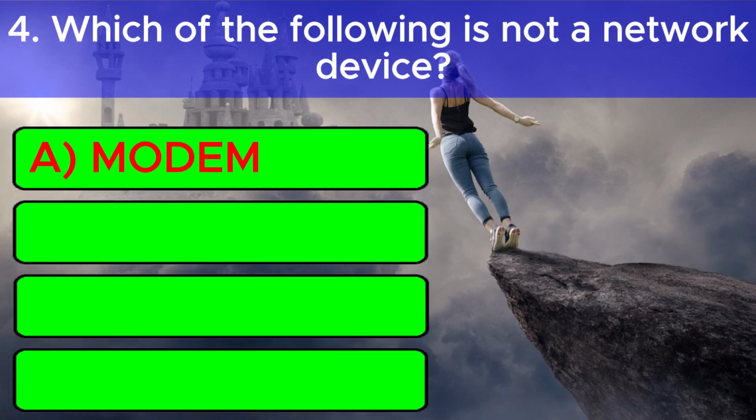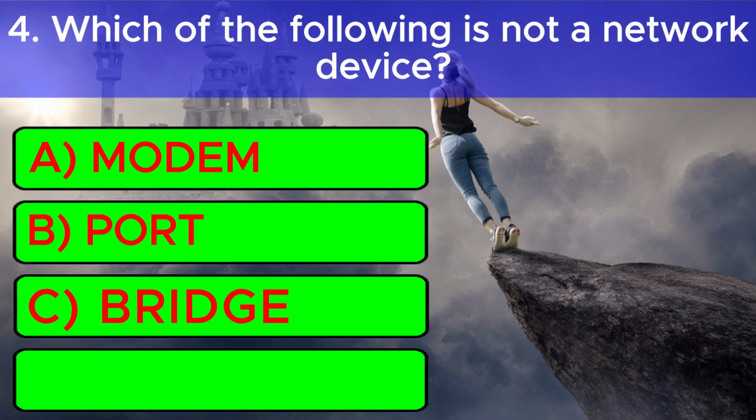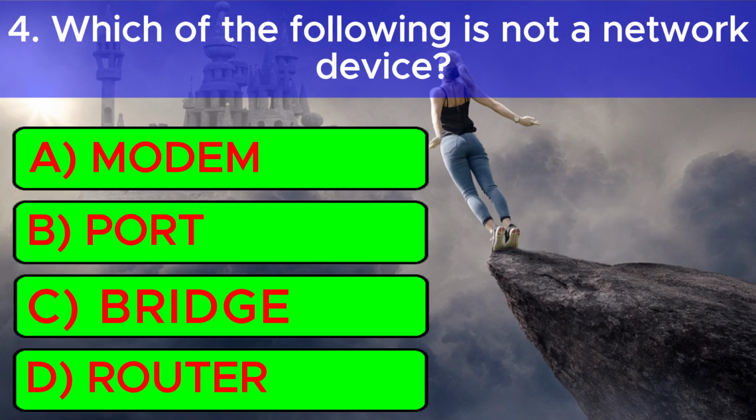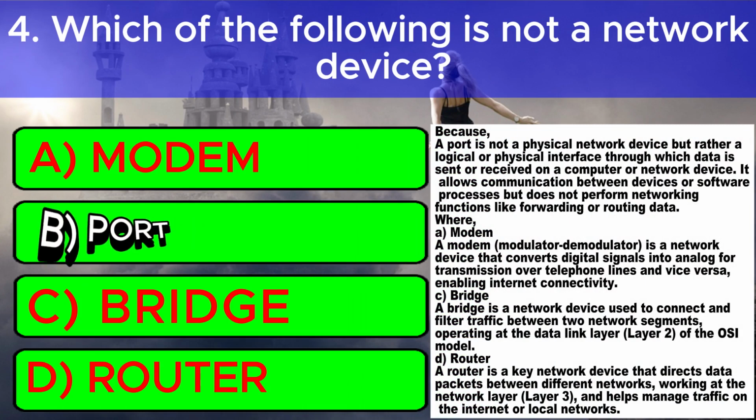A. Modem. B. Port. C. Bridge. D. Router. And the correct answer is B. Port. A port is not a physical network device but rather a logical or physical interface through which data is sent or received on a computer or network device. It allows communication between devices or software processes but does not perform networking functions like forwarding or routing data.